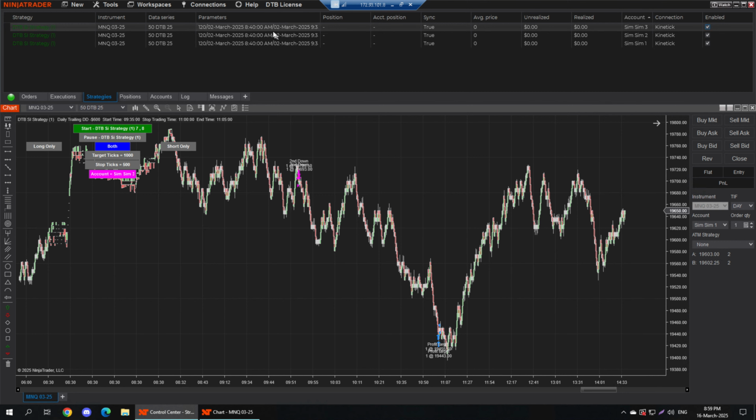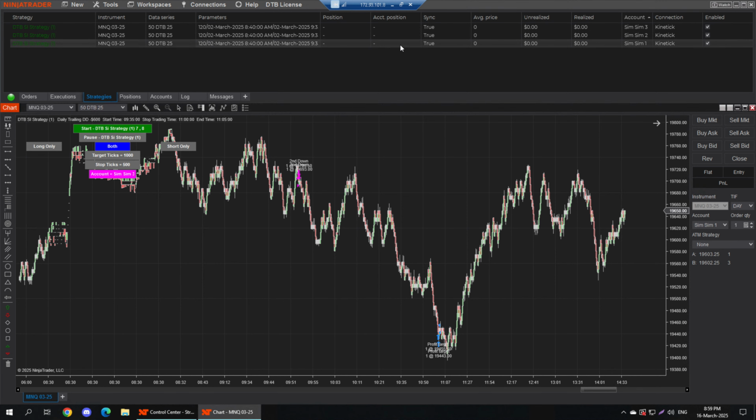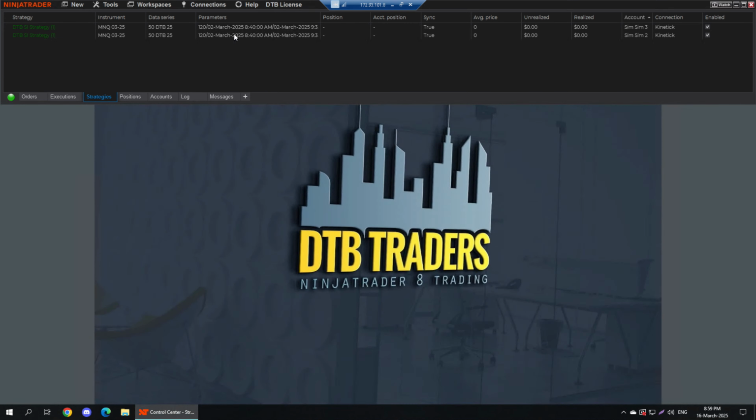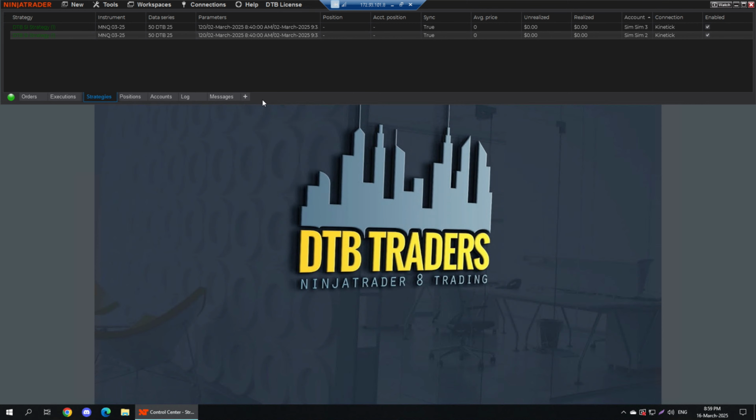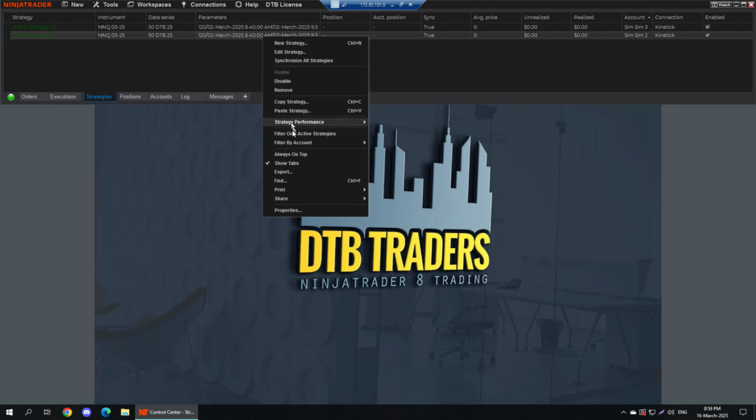So now these two strategies are going to be running chartless, and this one's going to be running on the chart. Now you don't have to run any on a trading chart. You could close the strategy completely and just run all of these strategies chartless if you wanted to. So that's the other option to also do with this.